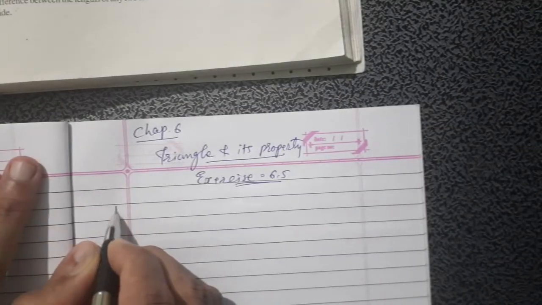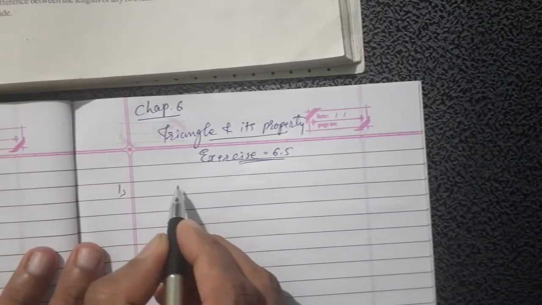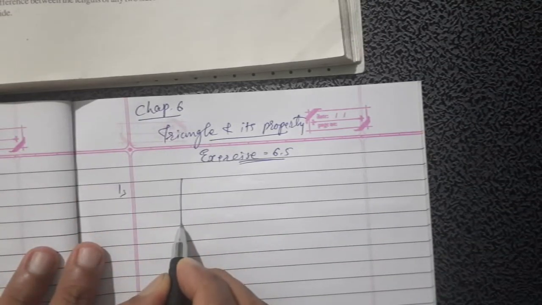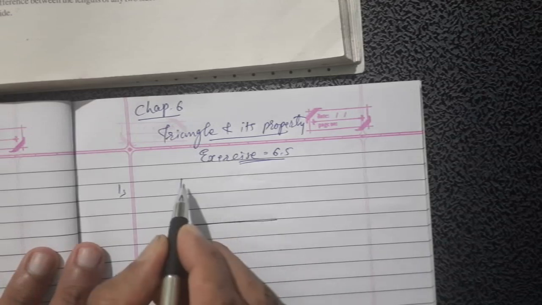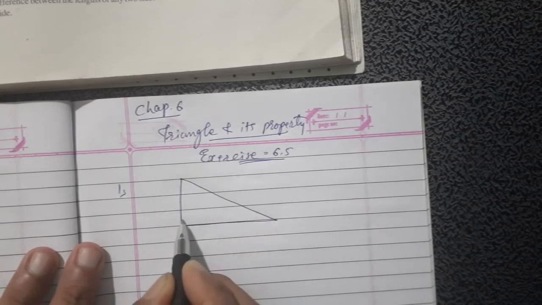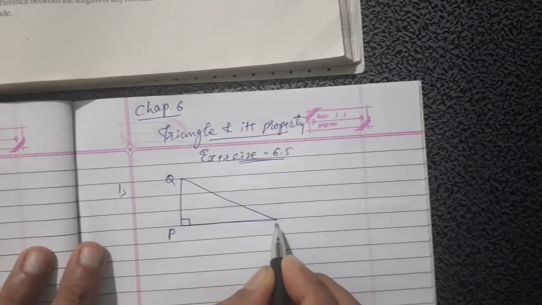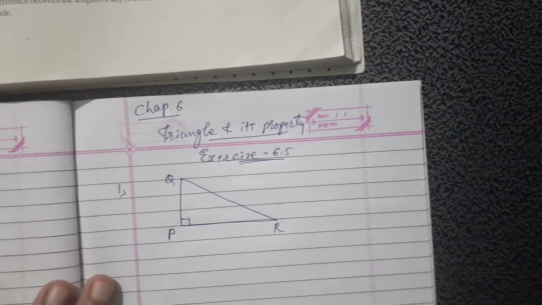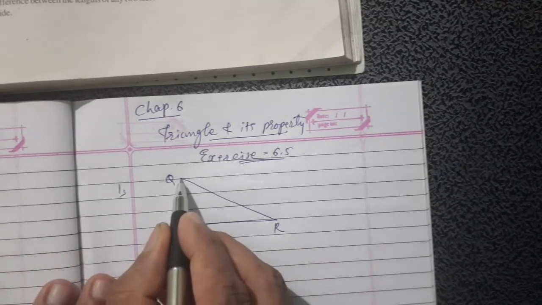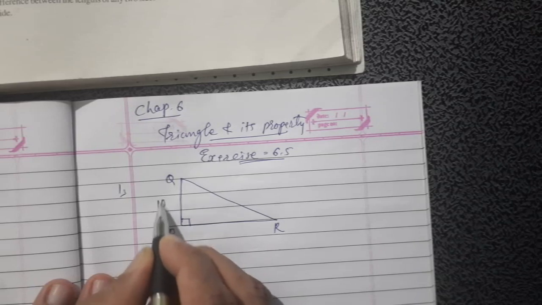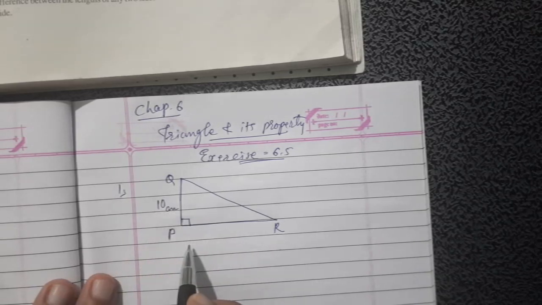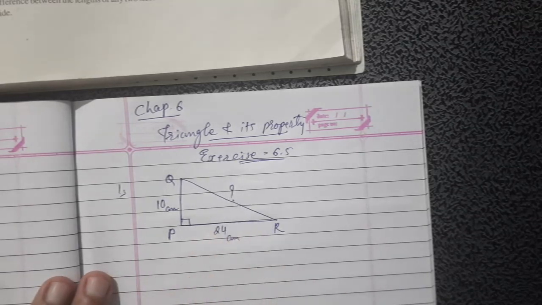Look, question number 1. Triangle PQR is a right angle triangle with the right angle at point P. So write down P here, and Q and R. Now PQ is given, that is this side. The measurement of that one is 10 centimeter. Then the measurement of PR is given, that is 24 centimeter, and you just find out QR.